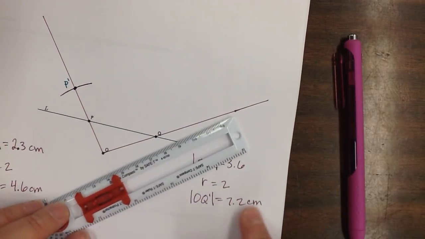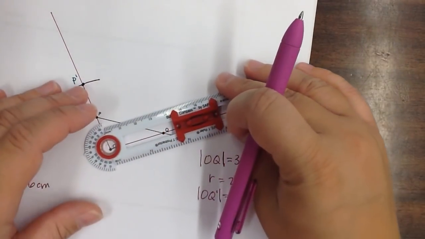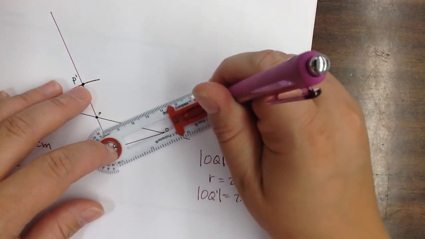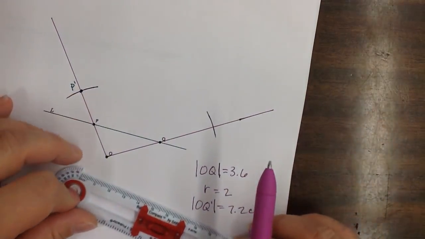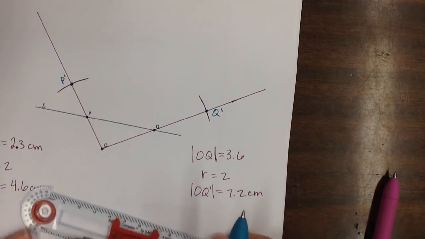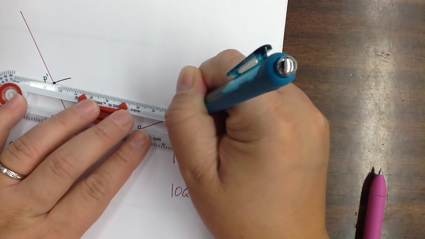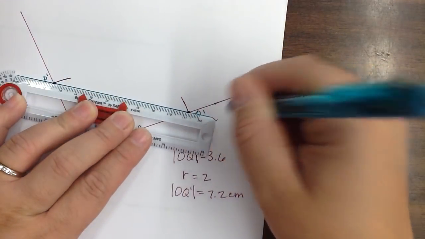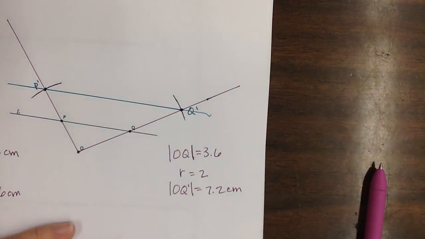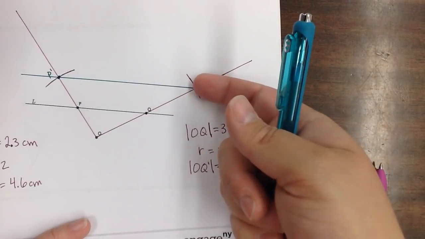And I'm going to move now my compass to 7.2. I'm going to do the same thing on the other line. I'll line it up. I'm going to hold it. I'm going to make a mark here on my line. Okay, and that would be Q prime. And then we just take a straight edge and draw a line through the points. So now we have taken this line and dilated it and got this line.